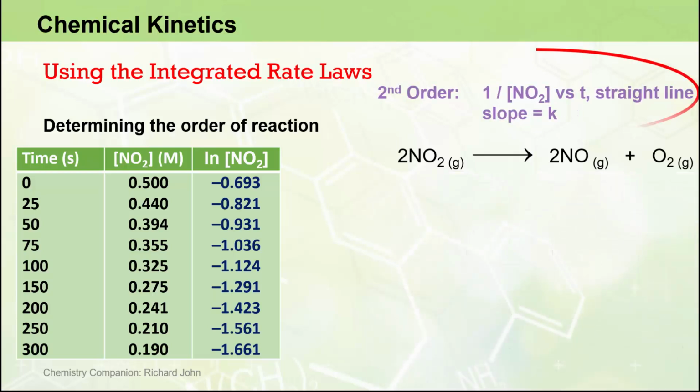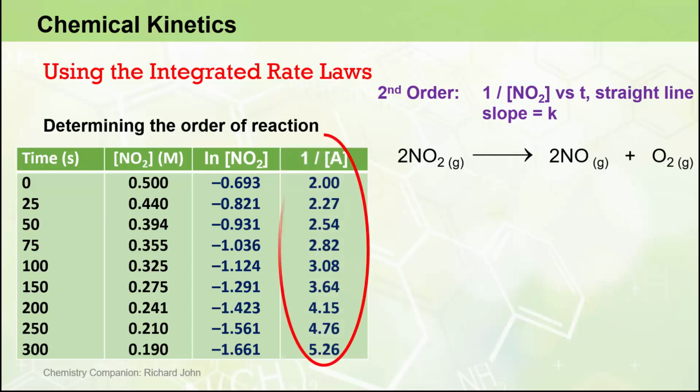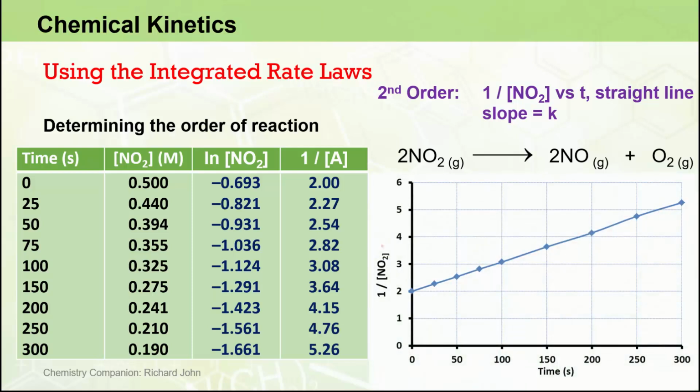Now, if the reaction happened to be second order with respect to NO2, then we would expect a straight line plot when we plot the inverse of NO2 concentration versus time, and that the slope of this straight line plot would be equal to the rate constant k. So we can take the inverse of the NO2 concentration values and place them in our table. This time, when we plot 1 over the concentration of NO2 versus time, we see that we get a straight line. And this indicates that this reaction is in fact second order with respect to NO2.